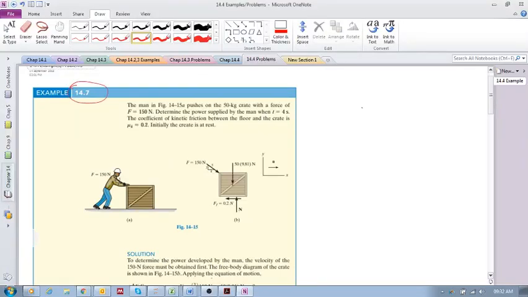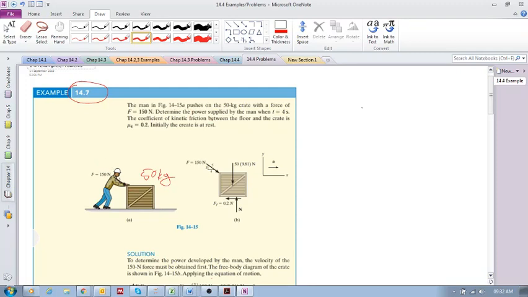Okay, let's look at example 14.7. Here we have a man pushing a crate. The crate is 50 kilograms, and he applies a force of 150 newtons. Notice that it is at an angle. Okay?